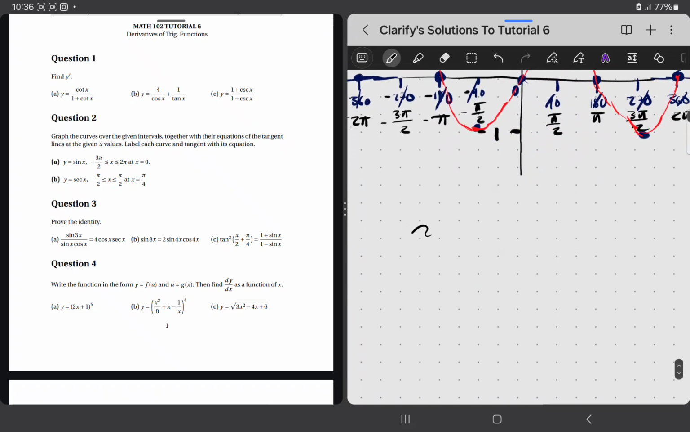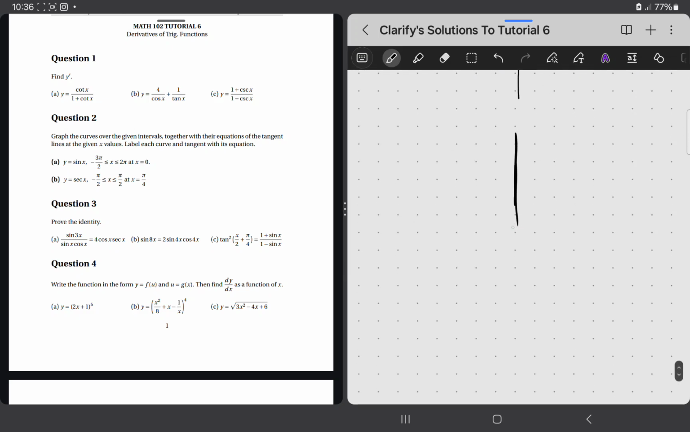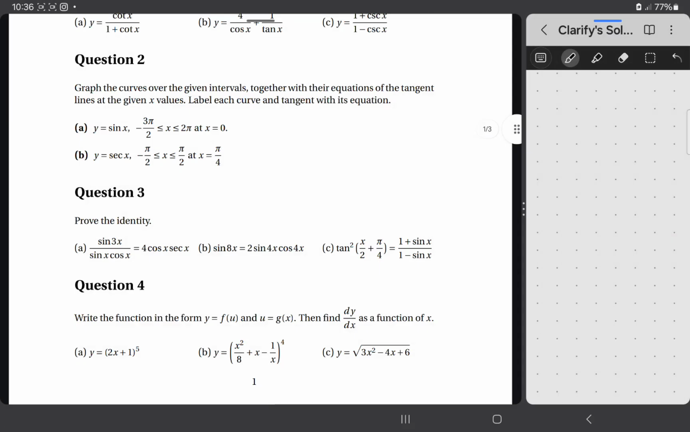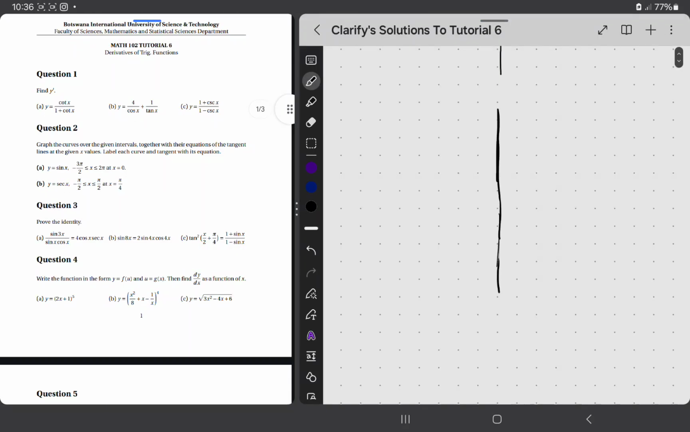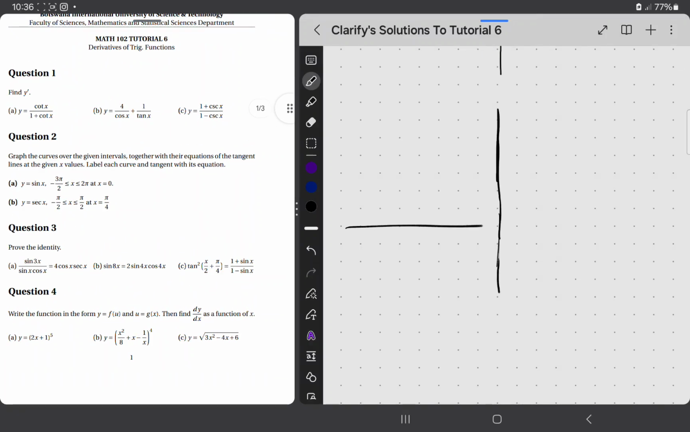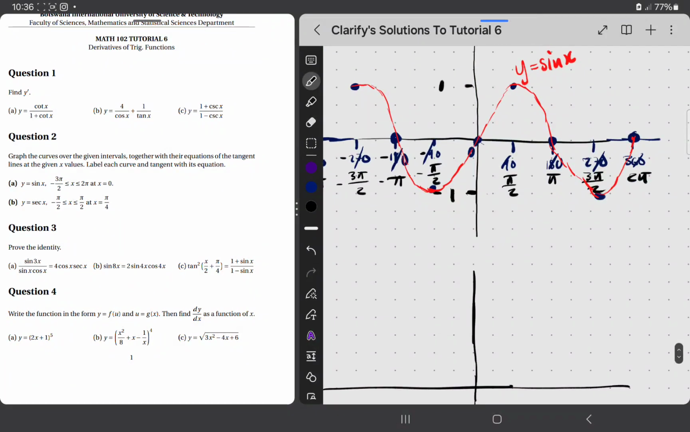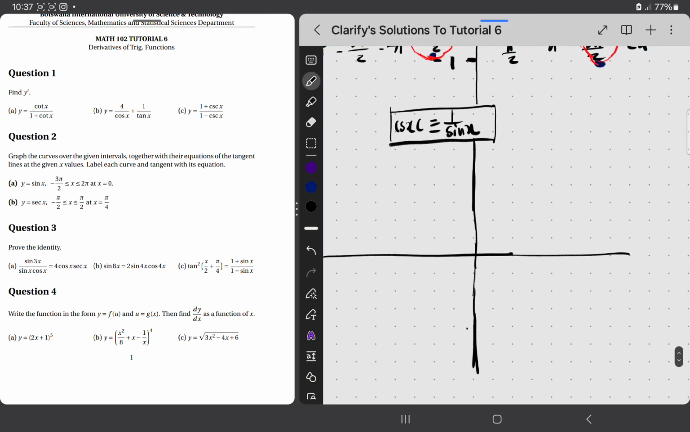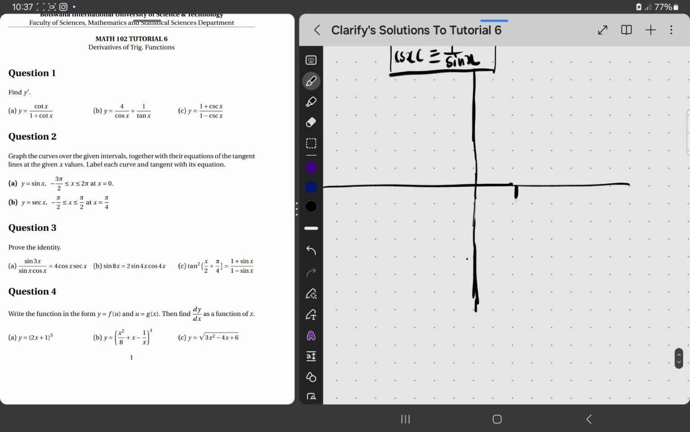And now how do we then draw the graph of the one which is 1 over sine? Sorry for that. So now remember we said we have one called cosec, and cosec is equal to 1 over sine x. So now we want to do the graph of cosec x. And we know that cosec x is the same as 1 over sine x. So how do we do that? We can use the graph of sine x to do that.